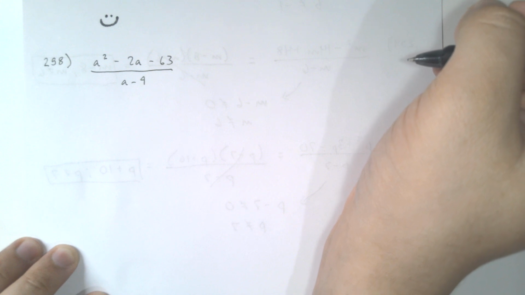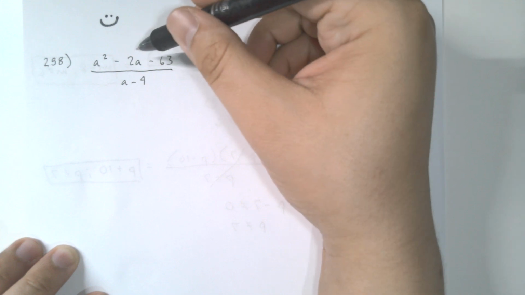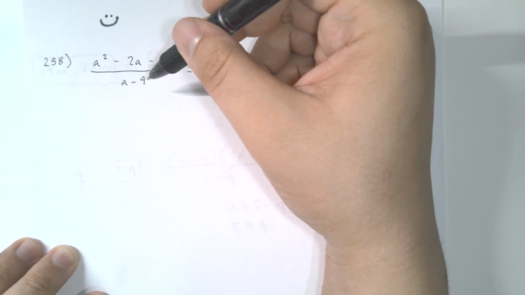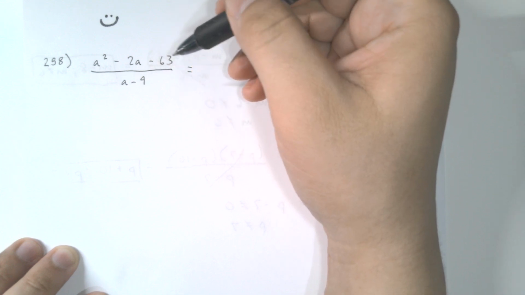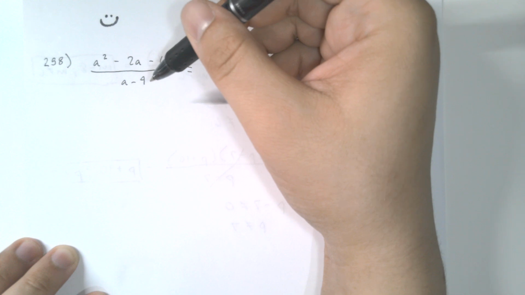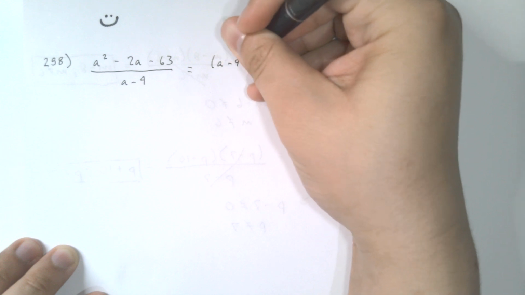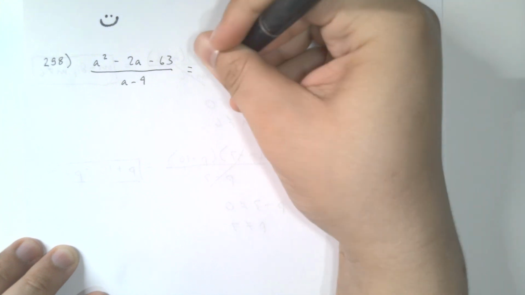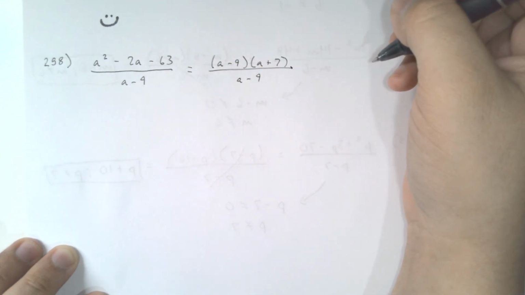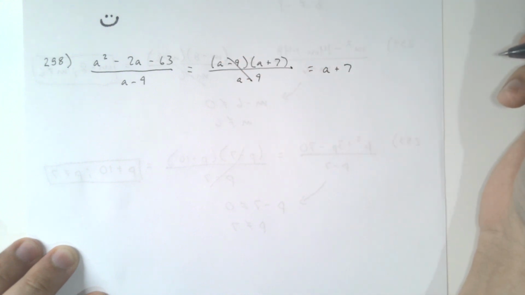Alright, so we're factoring a quadratic here. Let's find two numbers that multiply to negative 63, but add up to negative 2. This a minus 9 gives us a hint as to what we might be trying to cancel. And so we have negative 9 and positive 7. Does that work? Well, negative 9 plus 7 is equal to negative 2. So we have a minus 9 times a plus 7, all divided by a minus 9. We have common factors of a minus 9, so that cancels, and we have a plus 7.